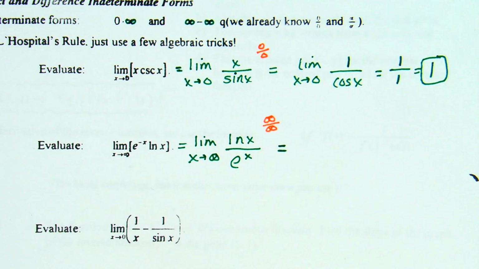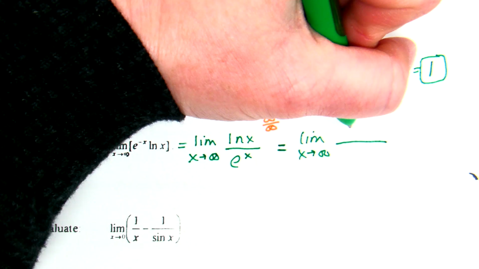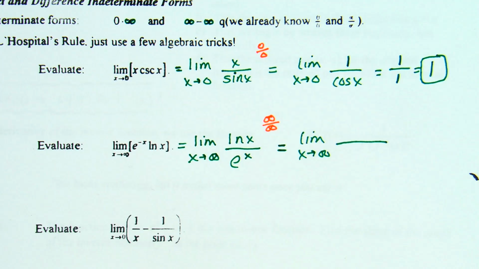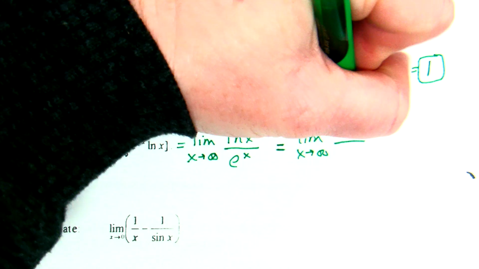So, because we have that indeterminate form, we're going to apply L'Hopital's rule. Limit as x approaches infinity. What's the derivative of natural log of x? 1 over x. What's the derivative of e to the x? E to the x. So I end up with 1 over x over e to the x.